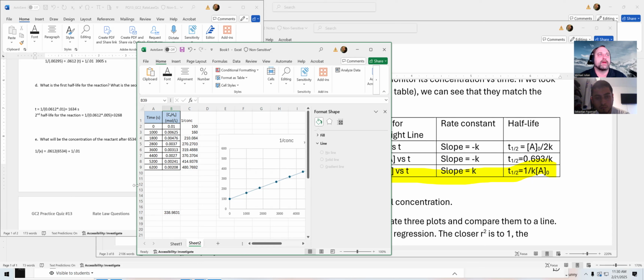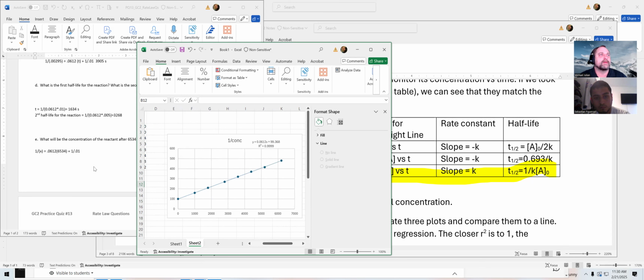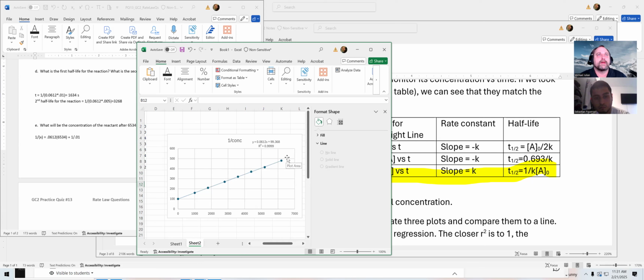So what we could do is, if I wanted to come out to that time, 6534, I'd come out right over here, and let's say that's right around 500. But I do have to do 1 divided by the 500, and that gives me that 0.002 that we found. Okay, so don't forget to do this one. The values on the Y, you have to actually do 1 over the concentration.